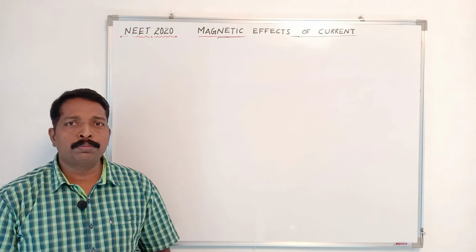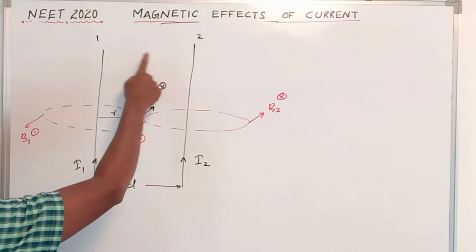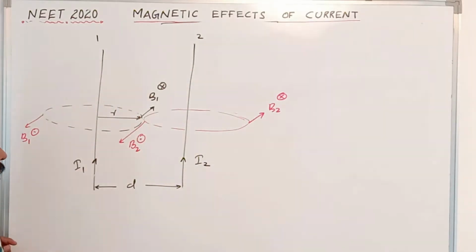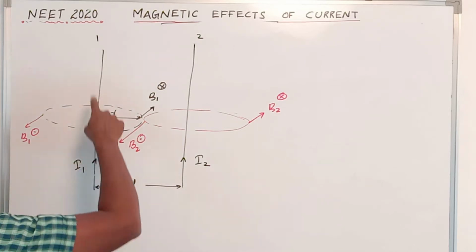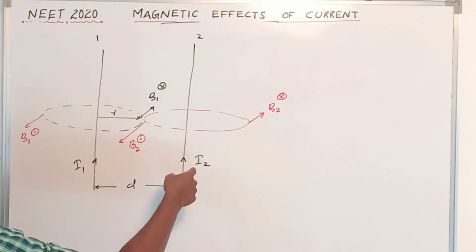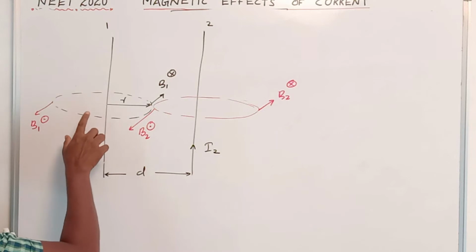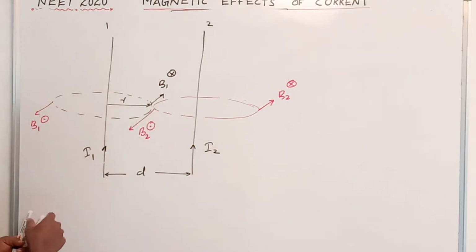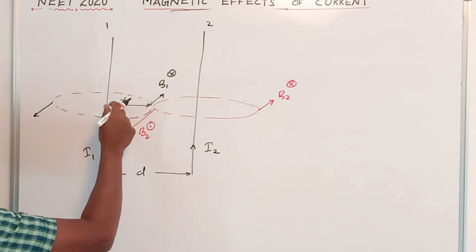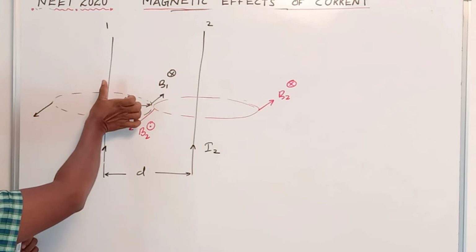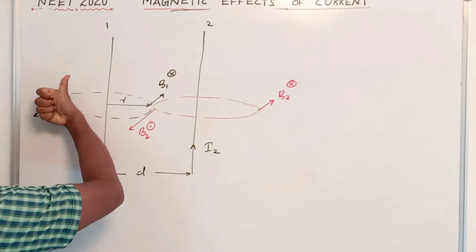Next, force between two parallel current carrying conductors. Say two conductors 1 and 2 are placed at a distance d. I1 is the current flowing through the first conductor in the upward direction, and I2 in the second conductor is also in the upward direction. The magnetic field developed by the first conductor is like this, where B1 is into the plane here, because using the right hand thumb rule, the magnetic field due to the first conductor is into the plane here, and out of the plane on the other side.